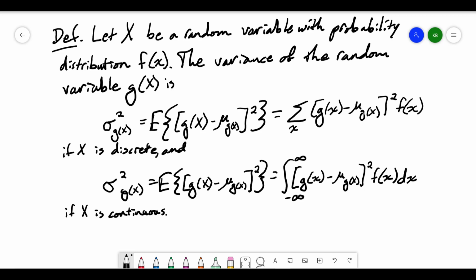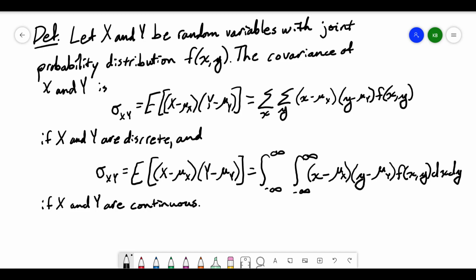Now, if x is a continuous random variable, then we're going to be integrating with respect to x, that same difference squared times the value of our probability distribution at the point x. This should look fairly similar to finding the expected value of a random variable that depends on another random variable in respect to how we treat g of x versus x, and the two interrelate.